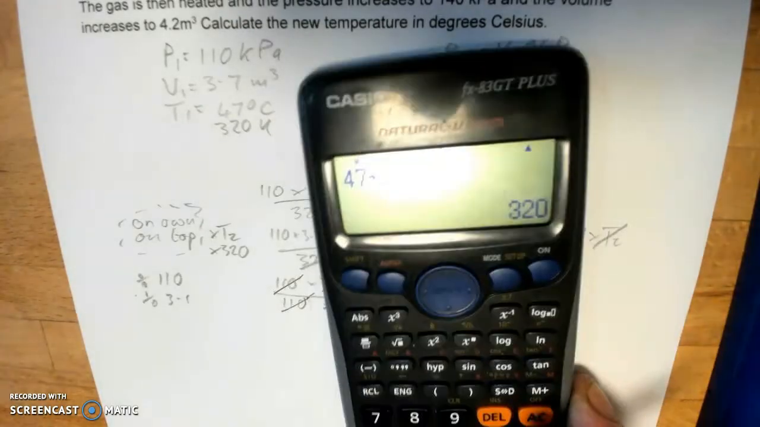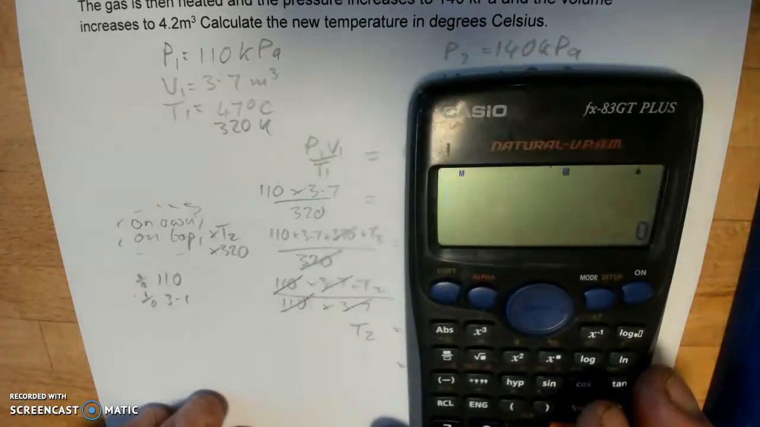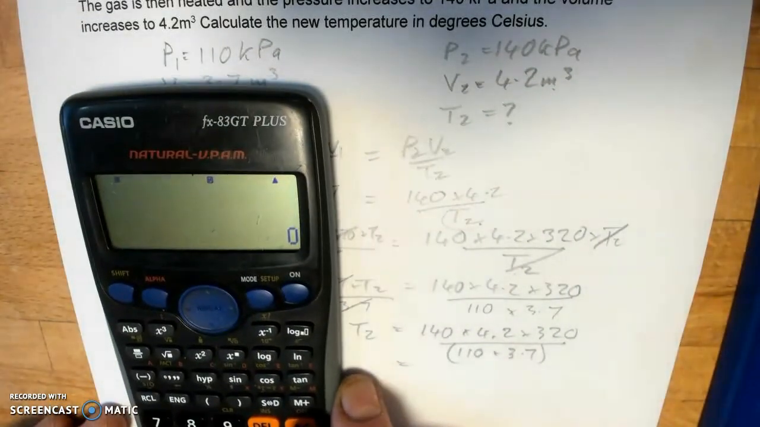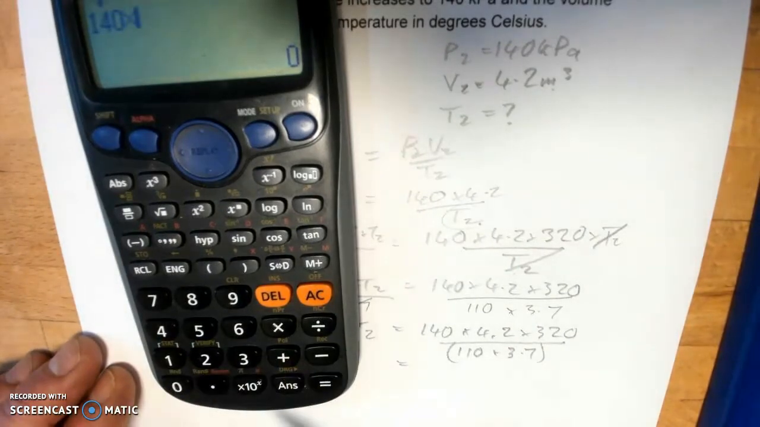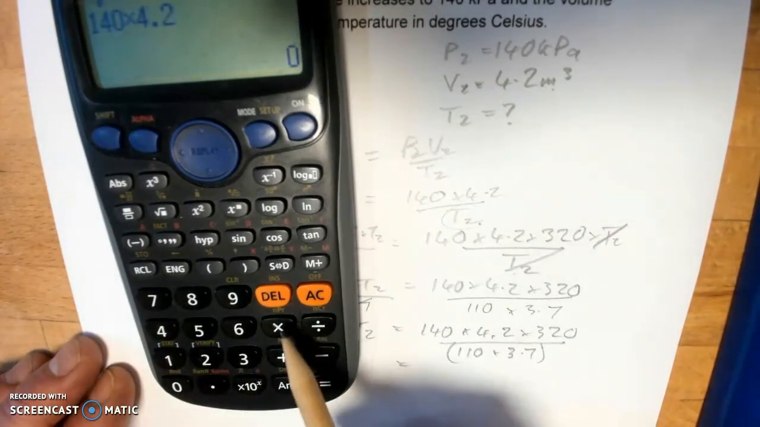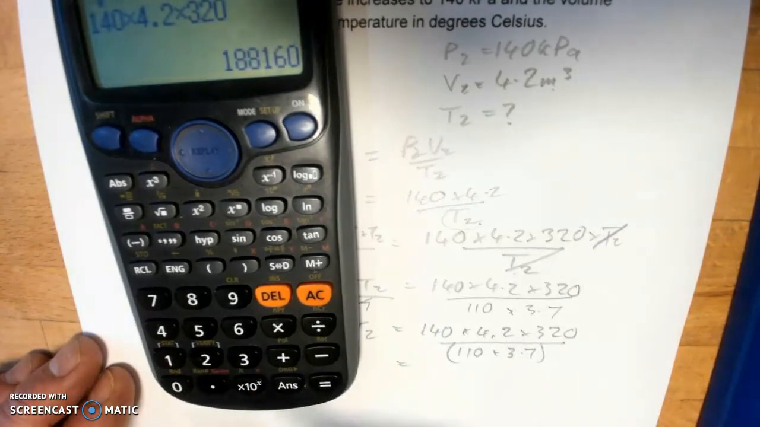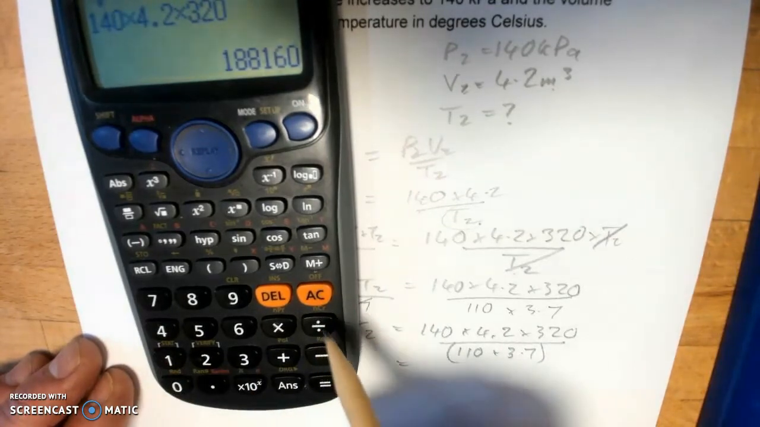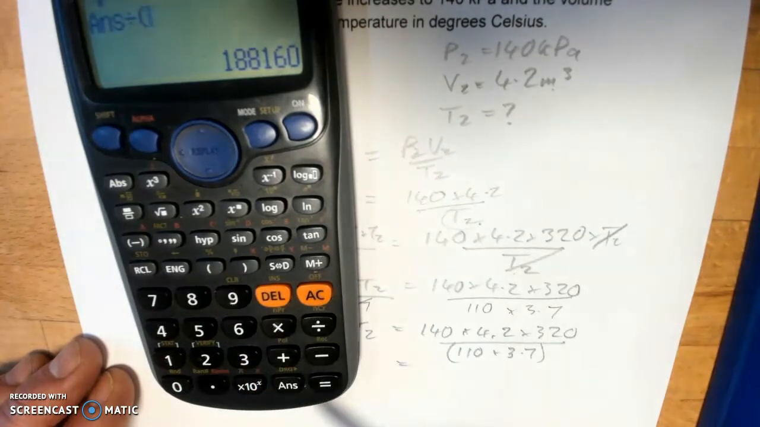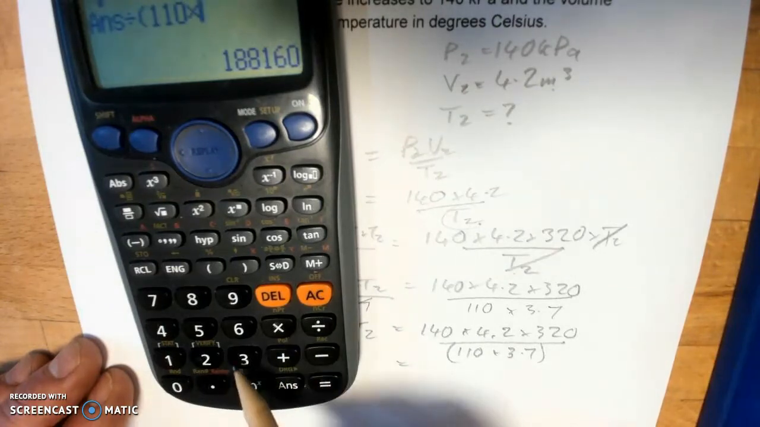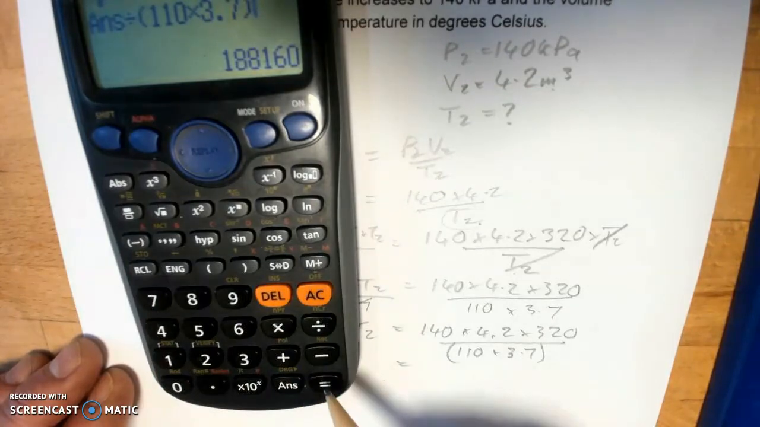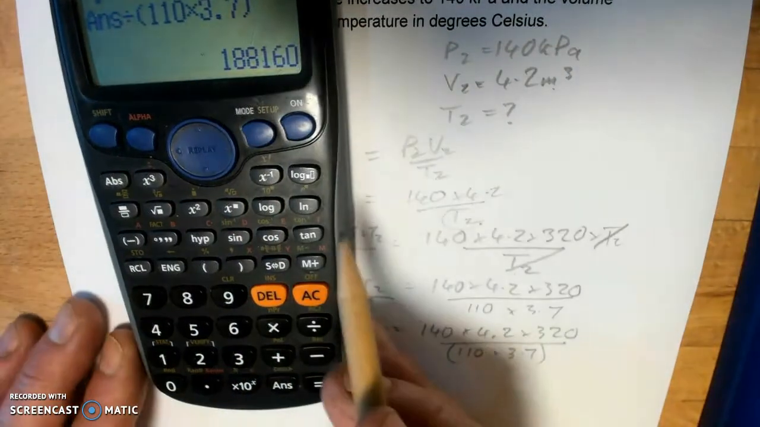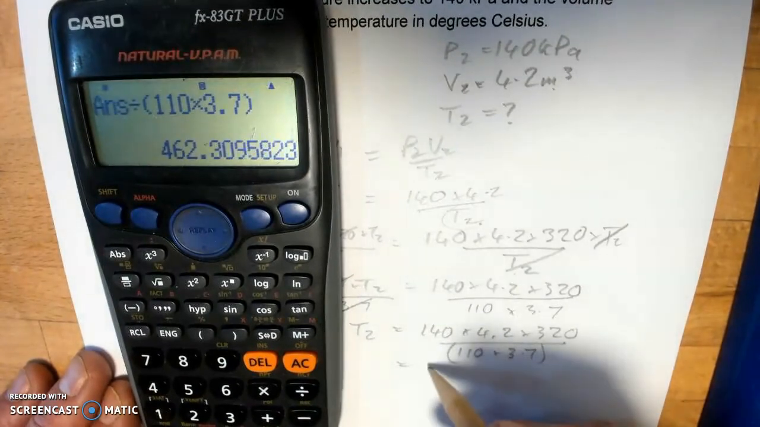Okay, so put that in the calculator. It's going to be 140 times 4.2 times 320 equals, because we want to get the top line first, and then divide it by, and it's important that you put this into brackets, because you've got to have both bits on the bottom, otherwise your calculator will accidentally multiply rather than divide. So that's in the brackets at the top there. If I press equals, then we get an answer of 462.